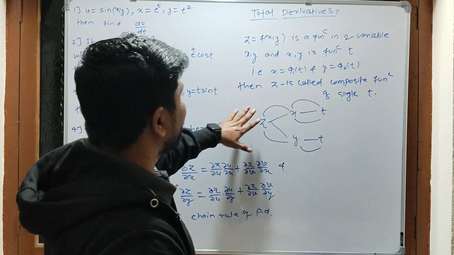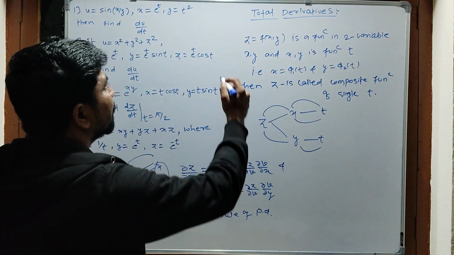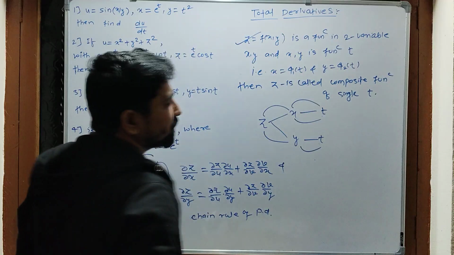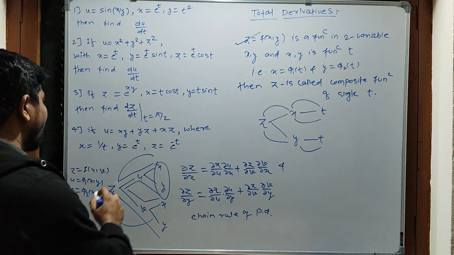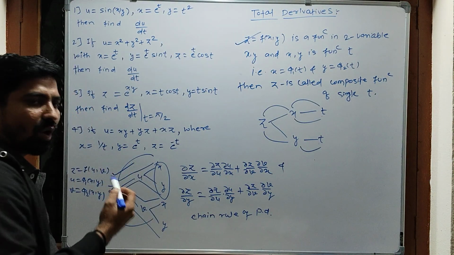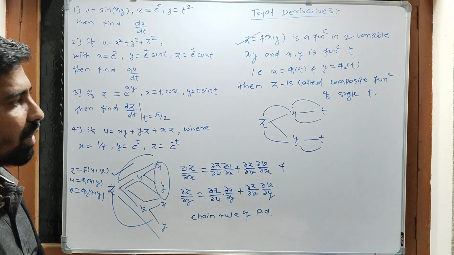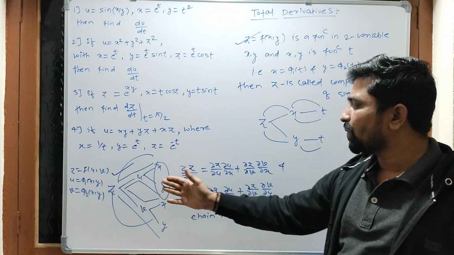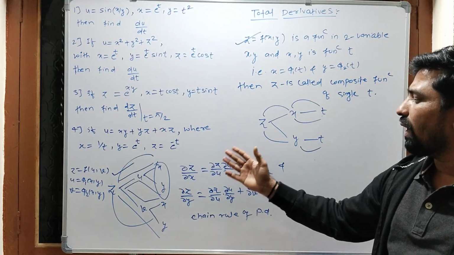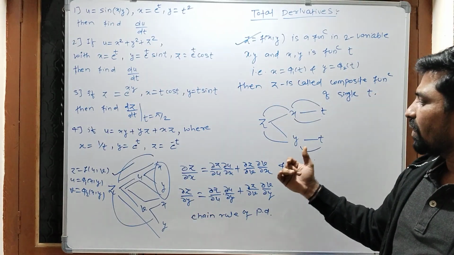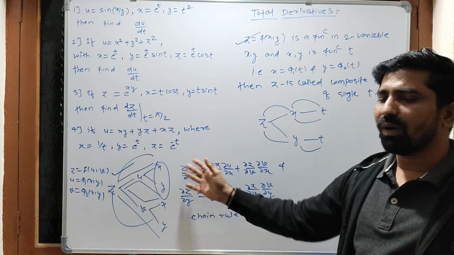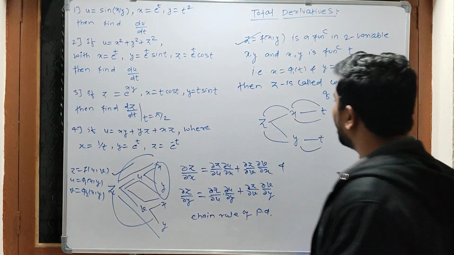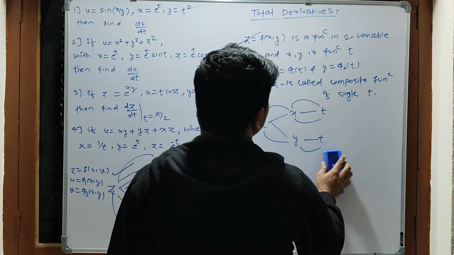Now I want to define the total derivative. Here this is the definition of composite function of the single variable t, and this is the definition of composite function of two variables x, y. This is my chain rule, ∂z/∂x through u and ∂z/∂y through u and v, ∂z/∂x through u and v. Now here I want to define the total derivative.